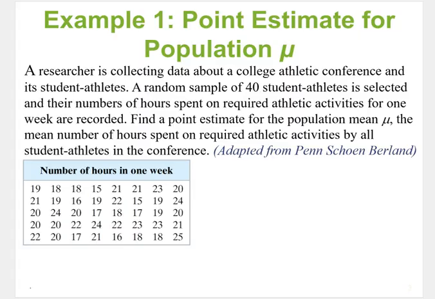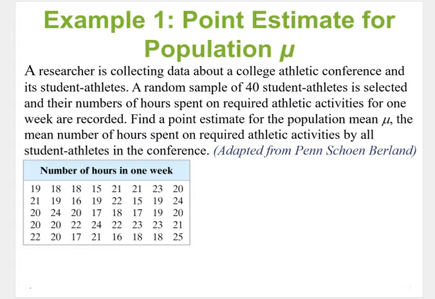All right, so let's start by calculating some of those unbiased point estimates. In this problem, a researcher has collected data about a college athletic conference and its student athletes. It sampled 40 student athletes and asked them the number of hours they spent on their required athletic activities for 1 week. That is given in the small chart on the left. Find a point estimate for the population mean, mu, which is the mean number of hours spent. So again, we are just calculating x bar.